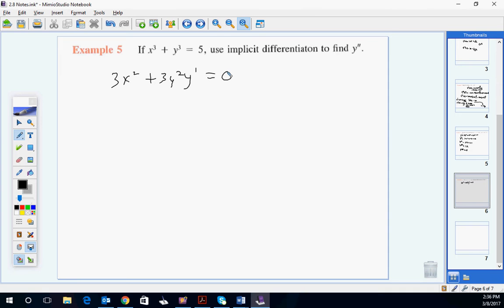So I need to solve for y prime, right? That's the point. So I minus the 3x squared. Divide by 3y squared. So y prime is negative x squared over y squared.